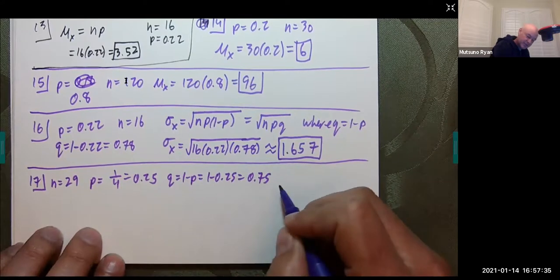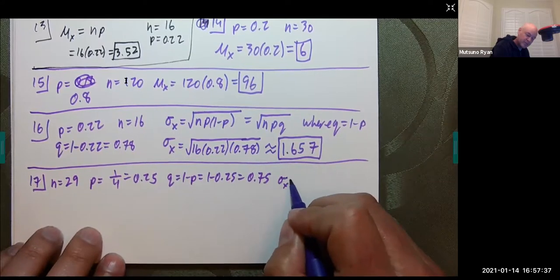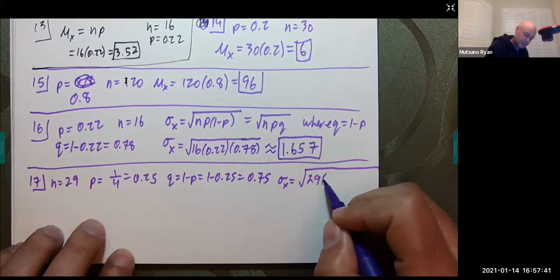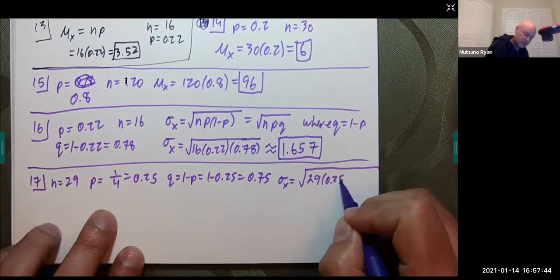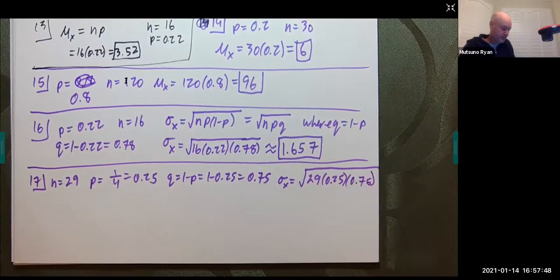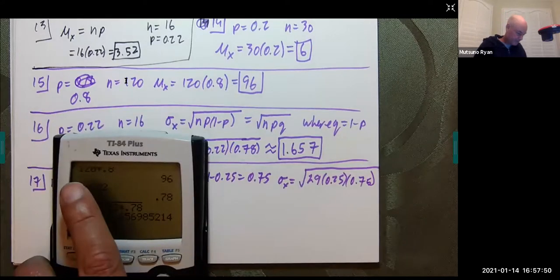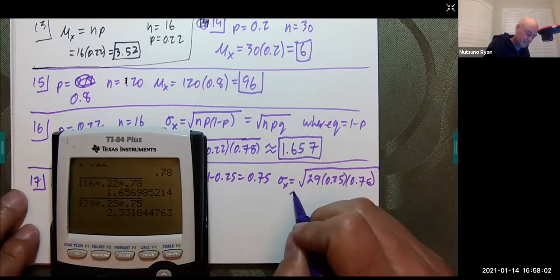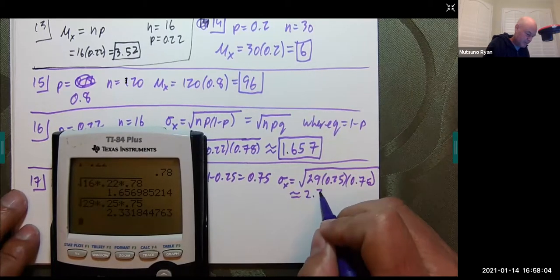Which means my standard deviation is going to be the square root of 29 times 0.25 times 0.75. Let's try it here. Square root of 29 times 0.25 times 0.75. 2.3318.